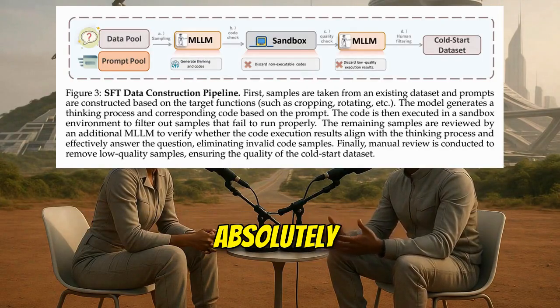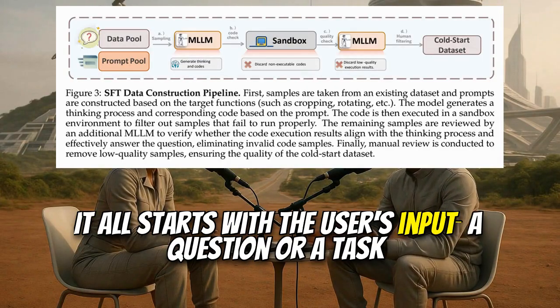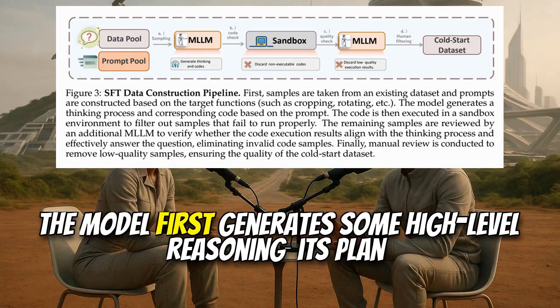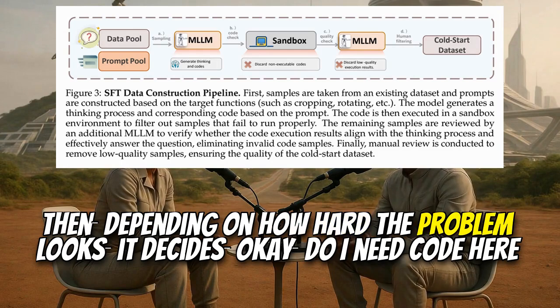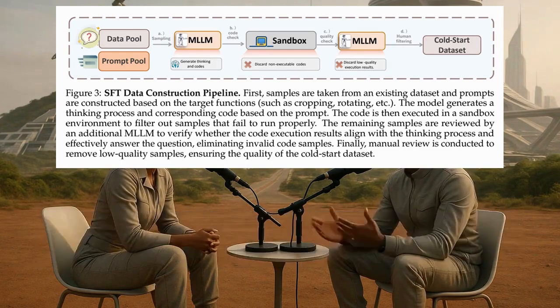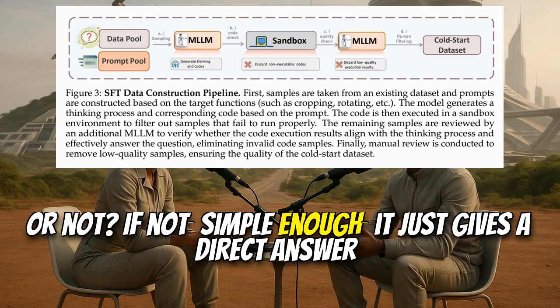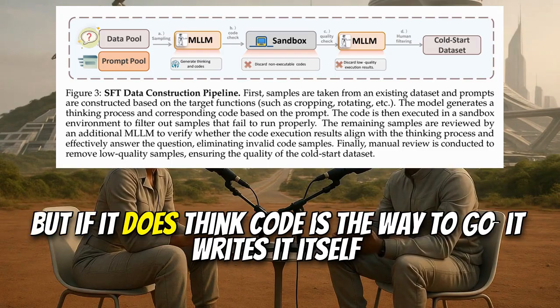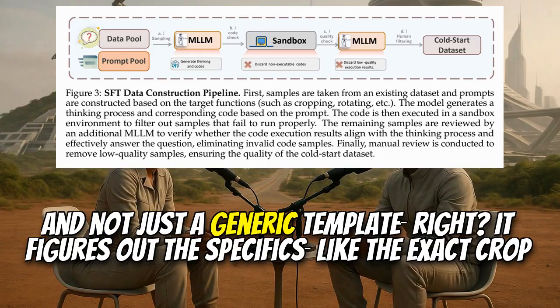It seems crucial. Absolutely. It all starts with the user's input, a question or a task. The model first generates some high-level reasoning, its plan. Then, depending on how hard the problem looks, it decides, okay, do I need code here or not? If not, simple enough, it just gives a direct answer. But if it does think code is the way to go, it writes it itself. And not just a generic template, right?